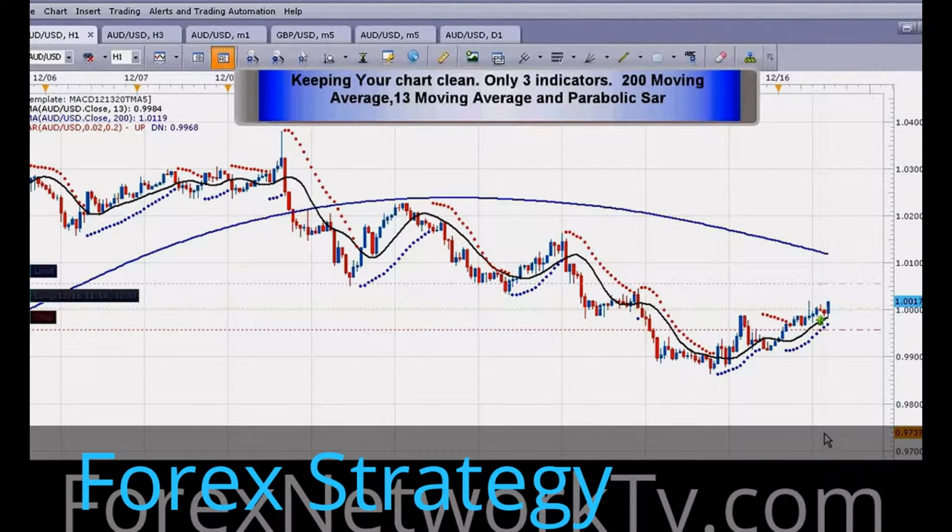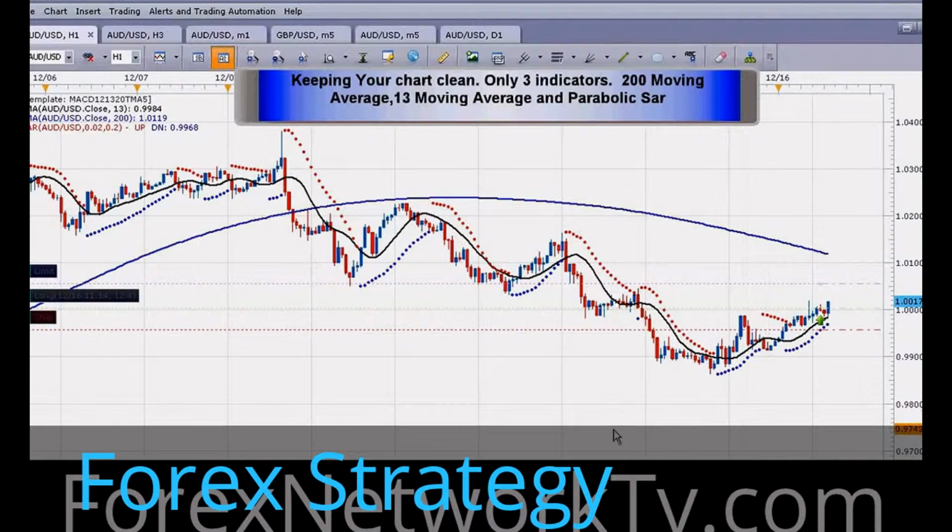This is a 1 hour chart, and what I've seen from back testing the system is that most of the time when you enter a trade, it usually moves about 100 pips and above, about 120, 130. So that's how I've been working, and that's how I'm going to show you.